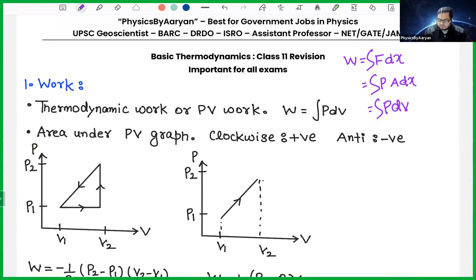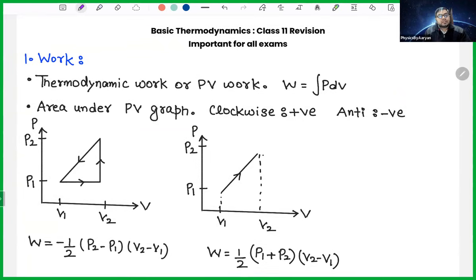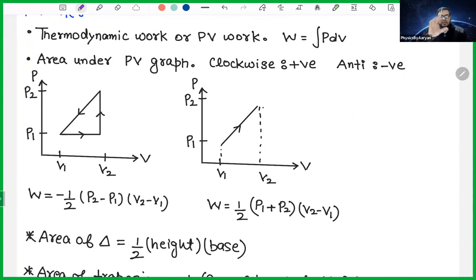Now, next point, work done can also be calculated using the PV graph. This also you might have studied in class 11 that we have a PV diagram. If you have a PV diagram, the area under the PV graph gives you work done. If your graph is clockwise, then the work done is positive. And if your graph is anti-clockwise, then the work done is negative. So here I have given the two graphs. So let's calculate the work done in both the cases.